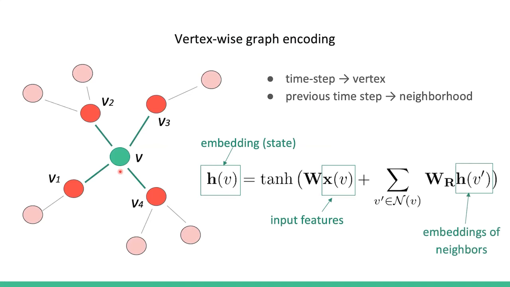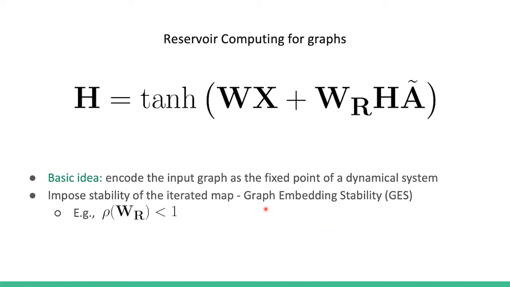Okay, so in practice, if you consider these equations and you collect all these equations for every vertex in the graph, then you end up with this kind of equation. So this is a recurrency equation because in practice you have this H, that is the collective representation of the state that appears both on the left-hand side and on the right-hand side. You have this X, that is the input features matrix. You have this W and WR that are the two parameter weight matrices. And you have this A tilde, that is the normalized adjacency matrix, that encodes the structure of the graph.